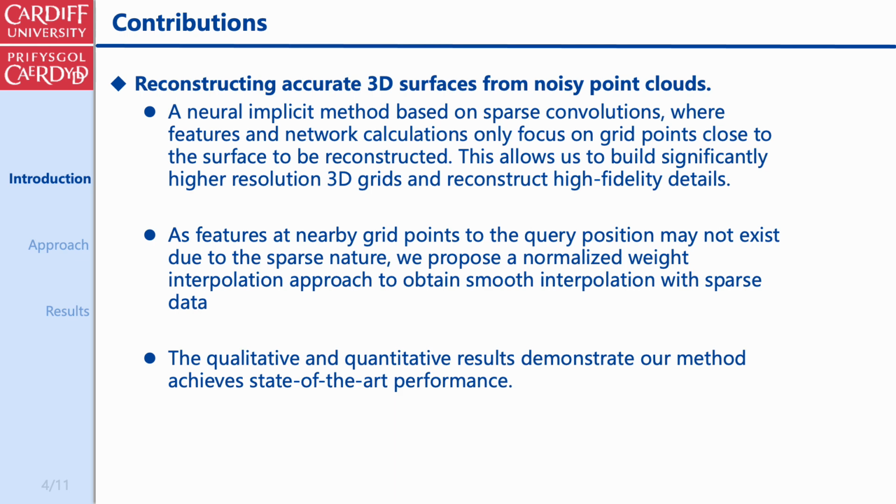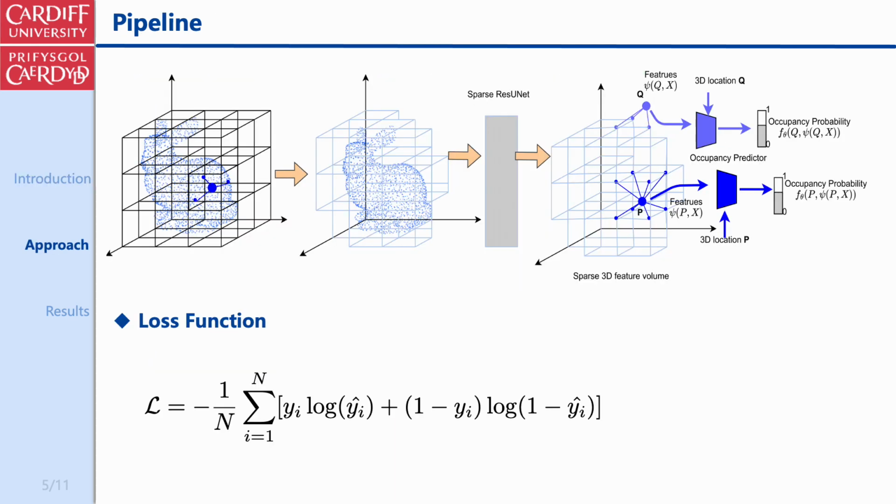So here is our pipeline. As you can see, the rabbit is a noisy point cloud, and the way to reconstruct the smooth surface is that you can query any point in the space and get the occupancy value. By querying many points in the space, we can use this occupancy value to define the surface of the 3D model.